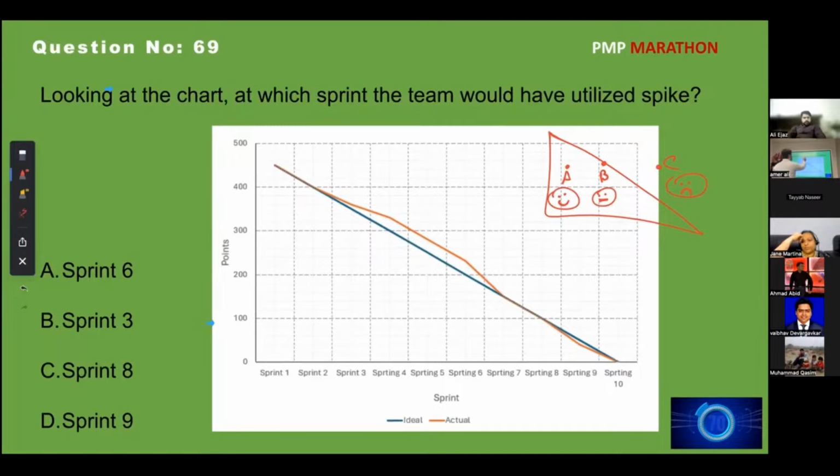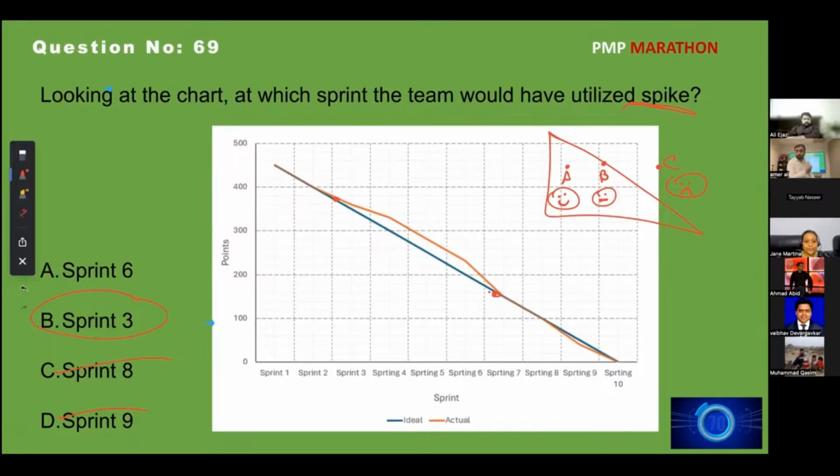So the purpose of spike is to use when we are at a bad place. So where did we go bad? Sprint 6 is not bad, we get it back here. Sprint 8, 9 is not bad. We are left with 3 and 6. In sprint 3, things went out of sight. Okay, so B would be the right answer. Is this clear to everyone?